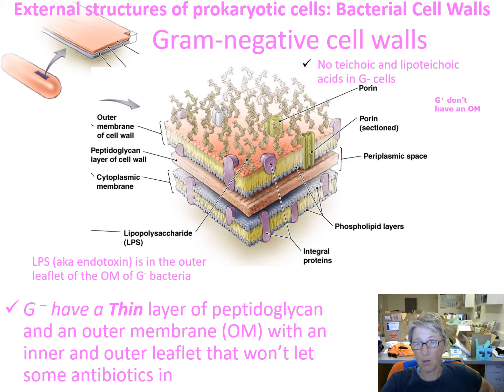Gram-negative cell walls, however, have this thin layer. So here's the thin layer of peptidoglycan in their cell walls, and they have this outer membrane. And the outer membrane has an inner leaflet and an outer leaflet. So this would be the inner leaflet, and this part would be the outer leaflet of the outer membrane. And also, there's no teichoic or lipoteichoic acid in the gram-negative cells.